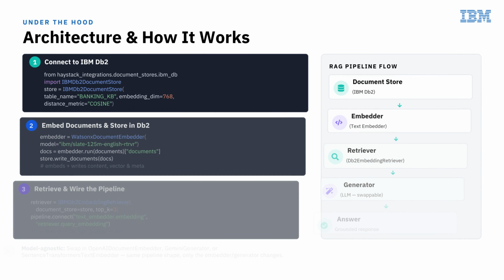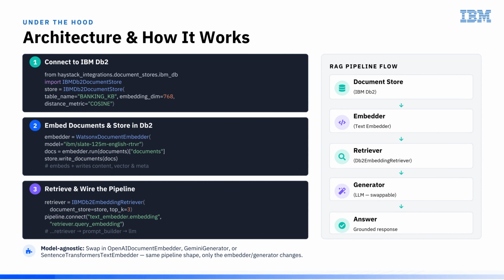Under the hood, the workflow is pretty straightforward. We connect to IBM Db2 through the IBM Db2 Document Store. Documents are then processed by an embedding model. In this example, we are using a watsonx embedder, but any supported embedding model can be used. The generated embeddings, along with the document content and metadata, are stored directly inside Db2.